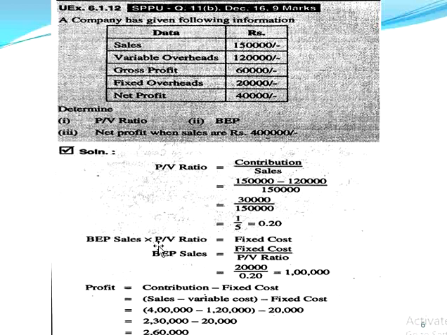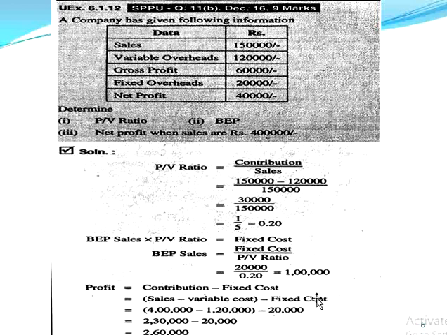So we have the profit volume ratio and the fixed overhead cost, that is 20,000. Using this information we can calculate the break-even point, that is 1 lakh rupees. Last, net profit is contribution minus fixed cost, where contribution is sale minus variable cost.